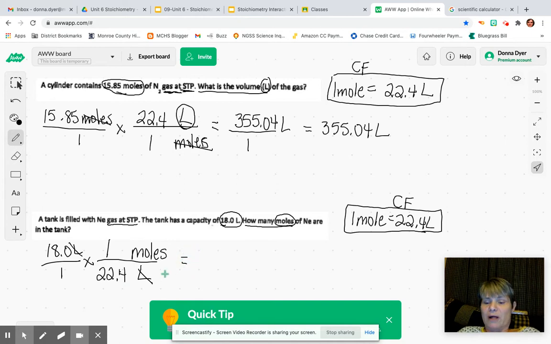Now we're going to multiply and divide. So multiply across the top: 18.0 times 1 mole is 18.0 mole. On the bottom, 1 times 22.4 is 22.4.